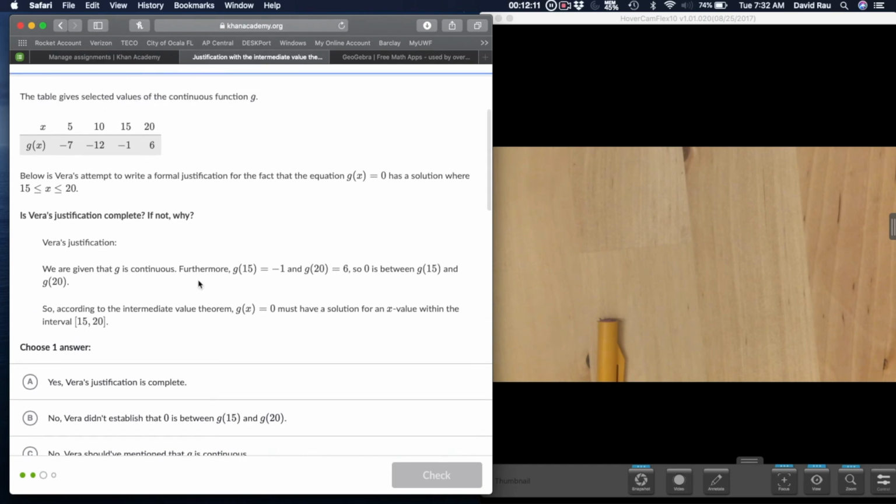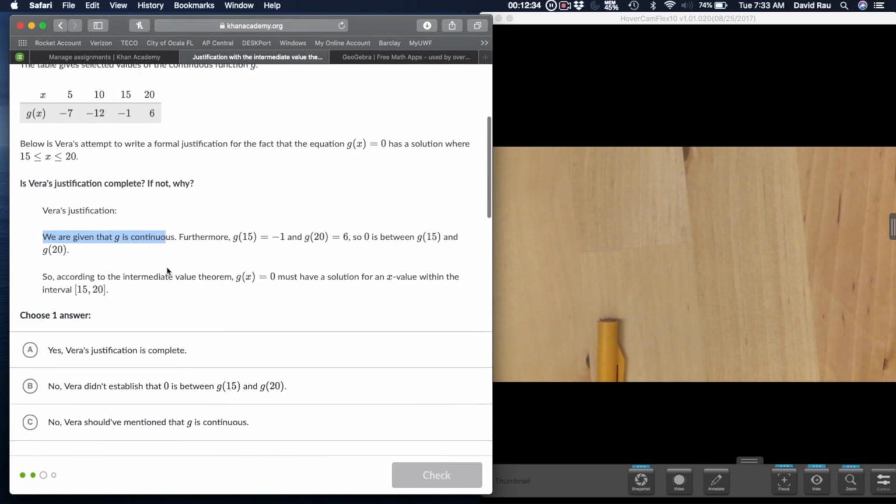Okay, now this time we're arguing if someone else stated this correctly. So is the justification complete? Now, one thing you always need to read is, do they say, not does the problem say, okay? Because it even says the function g is continuous, but the person answering the question, Vera, has to say it's continuous. So they did say it's continuous, so that's good.